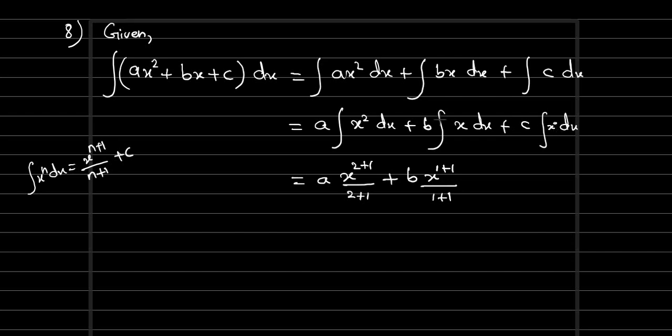Now using the same x power n formula, we get x. Otherwise, the integral and derivative will cancel each other. The result will be x. So c times x. Throughout the equation, integration is completed.